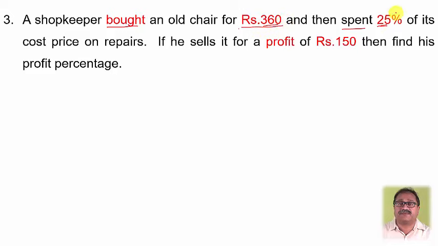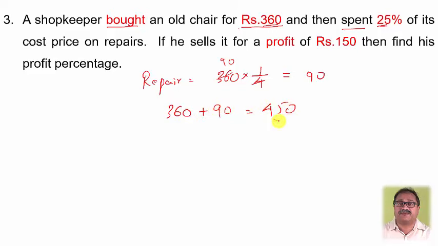And what are the repair charges? It is 25% of 360. I can write 25% as 1 by 4. So this comes to 90, so the repair charge is 90. What is your overall cost price? That is 360 plus the repair charge 90, which is 450, the cost price. And if he sells it for a profit of rupees 150, then find his profit percentage.